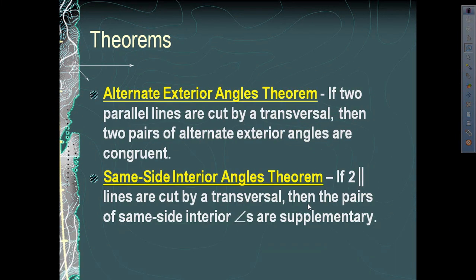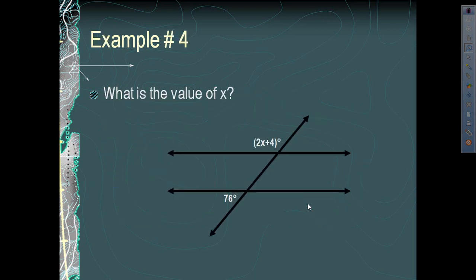Our other two theorems here, we have your alternate exterior angles theorem, which says if two parallel lines are cut by a transversal, then two pairs of alternate exterior angles are congruent. And then our same side interior angles theorem says if two parallel lines are cut by a transversal, then the pairs of same side interior angles are supplementary. So let's go ahead and do some examples so you can see what these theorems are telling you.